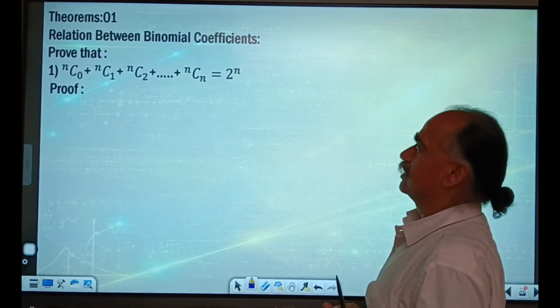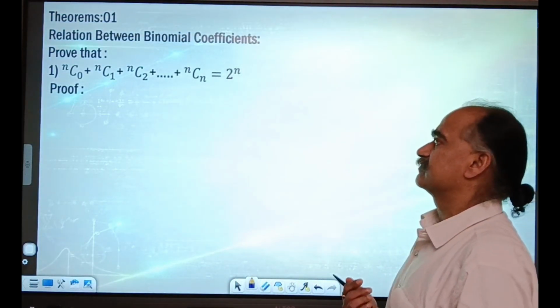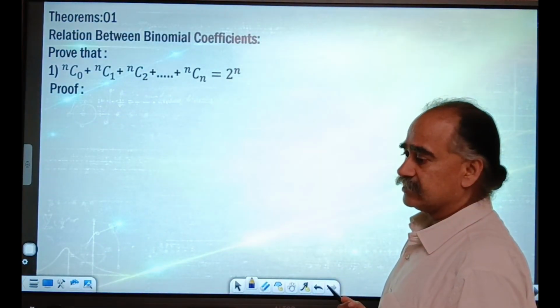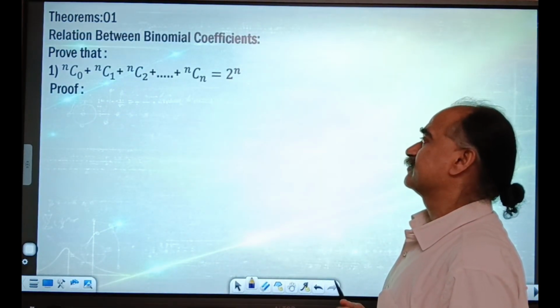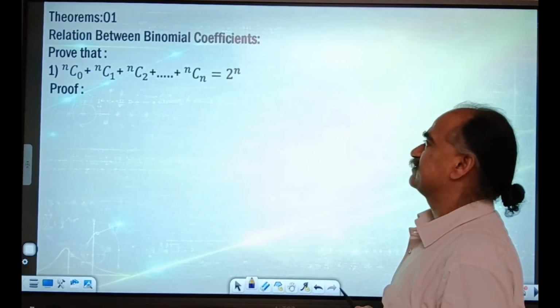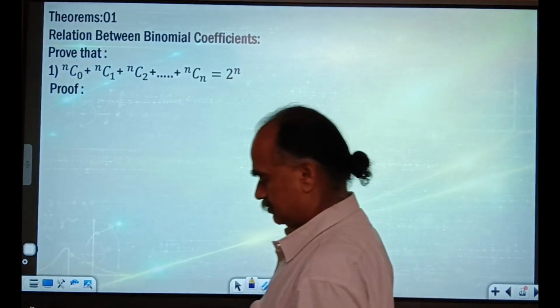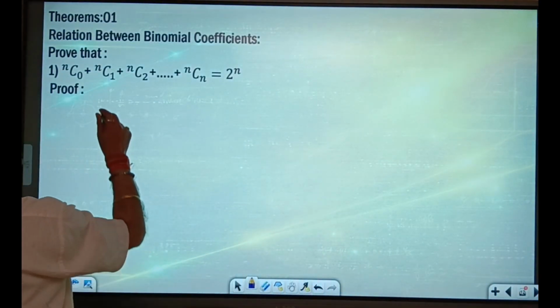Now we'll go to the relation between binomial coefficients. In this, we have to prove that nC0 plus nC1 plus nC2 up to nCn is 2 to the power n. See the proof.